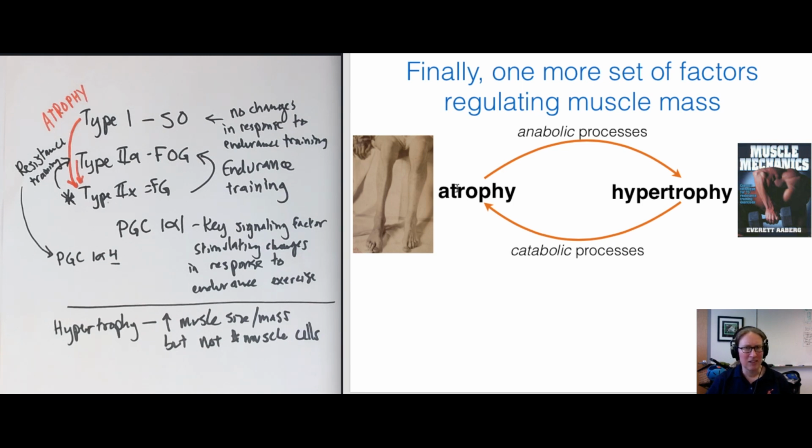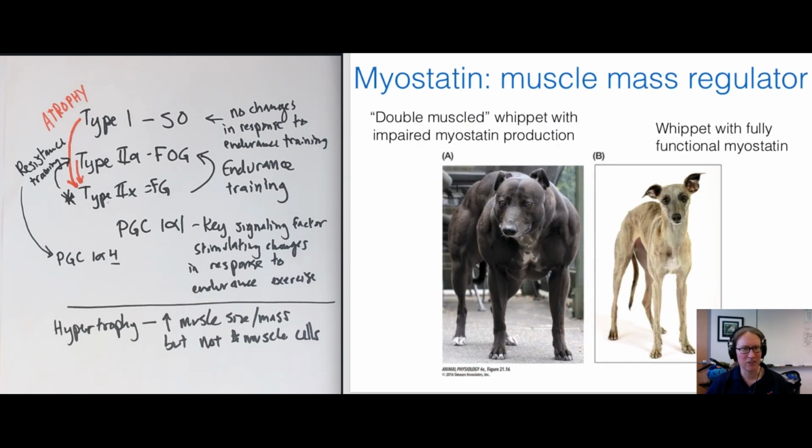Okay, so last but not least, I want to talk about one more set of factors that are involved in regulating muscle mass. The major factor I want to highlight is a signaling factor known as myostatin. So myostatin is a signaling factor involved in regulating overall muscle mass. And we can see a really vivid example of the impacts of myostatin in a dog breed that has a mutation for myostatin production. So the whippet that's pictured here on the left-hand side is a whippet that's referred to as being double-muscled. And it has this characteristic because myostatin production is impaired, right?